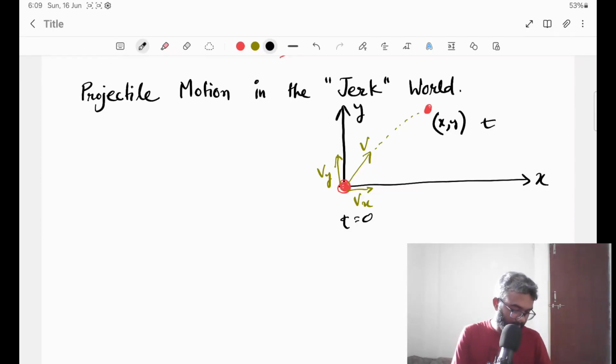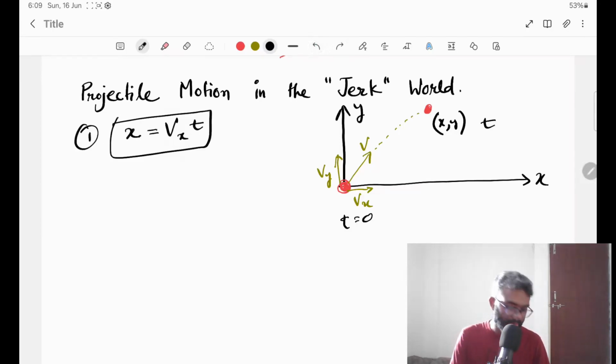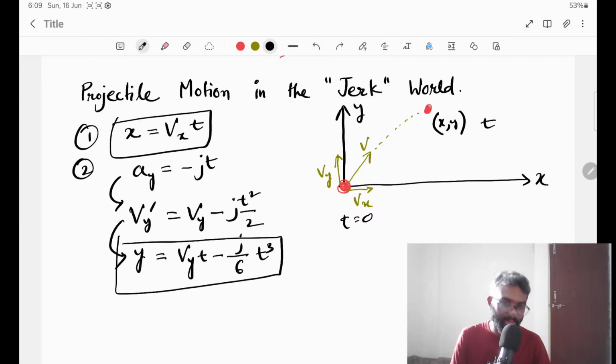One thing I can tell you is that this object is going to have constant velocity in the x direction. So this vx component is not going to change because there's no component of force in the x direction. So this first equation, x is equal to vxt, is going to be true. Then for the y component, we can start by calculating the acceleration it's going to have at a particular time moment, because in this world the value of jerk is negative and it's in the downward direction. It's a constant jerk value. We can say jerk due to gravity, not acceleration due to gravity.